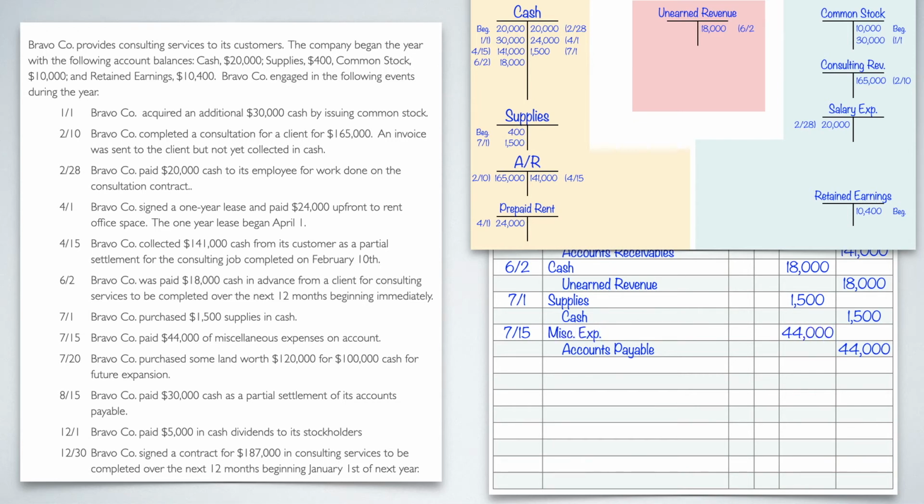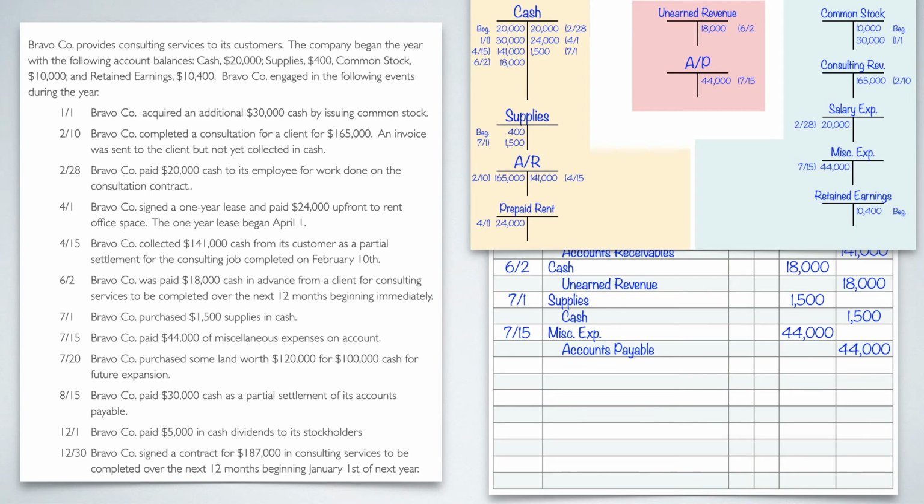I'm going to create a miscellaneous expense T-table for $44,000 on the debit side. And I'm also going to create an accounts payable T-table because I don't have one with $44,000 on the credit side. All right, that's that transaction. Let's go to 7-20.